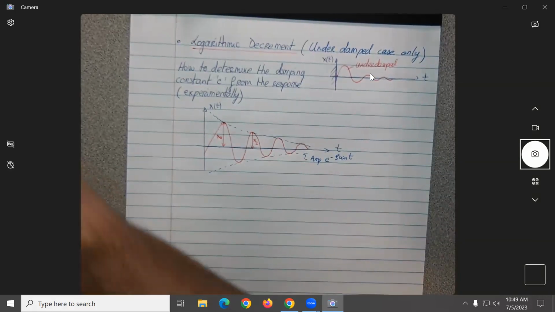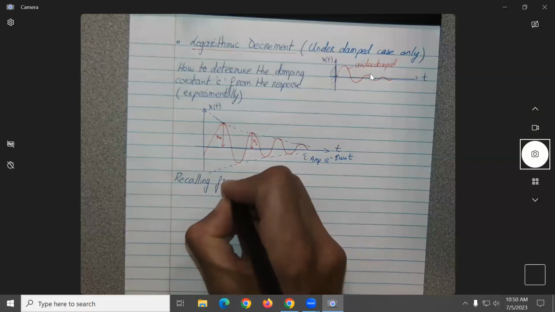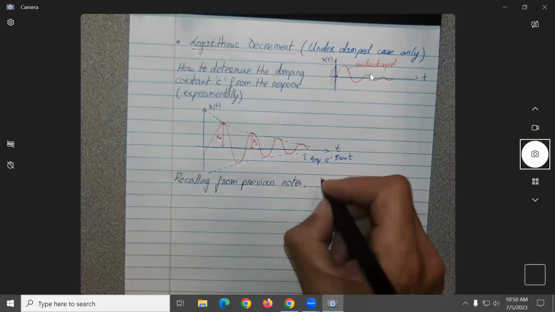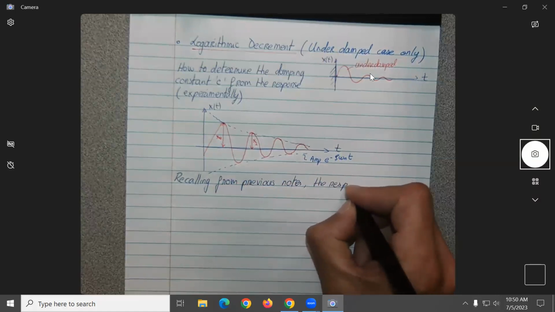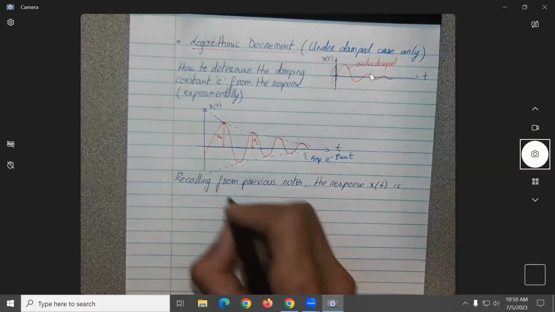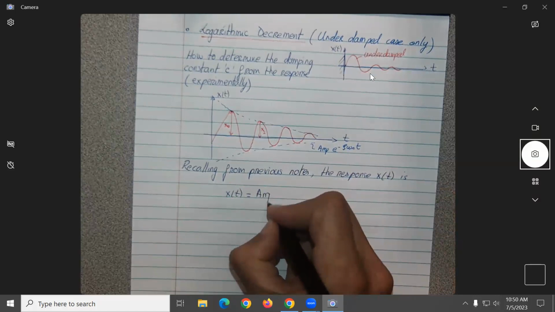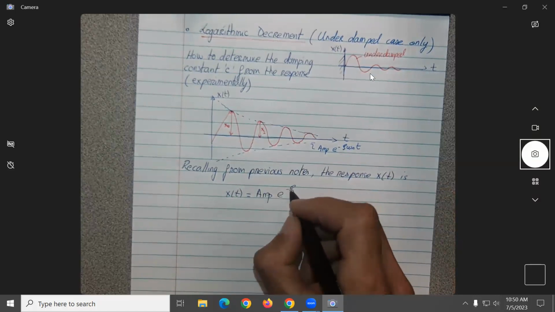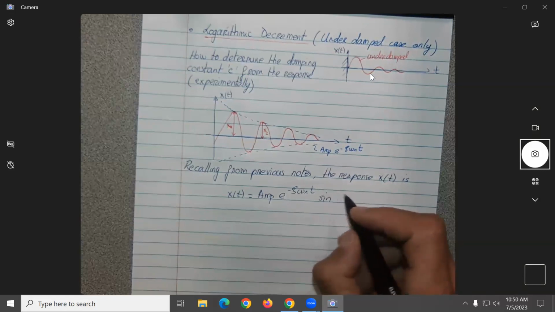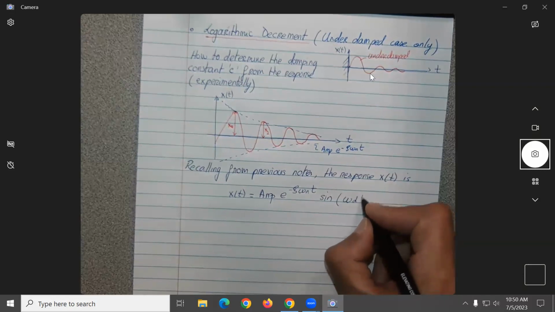Okay, so let's say over here, recalling from previous notes, the response X of T, we write this one equal to the amplitude times exponential of minus xi omega_n T times sine of omega_d T minus phi.